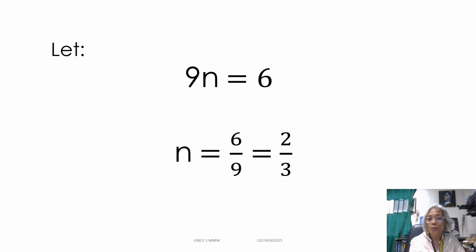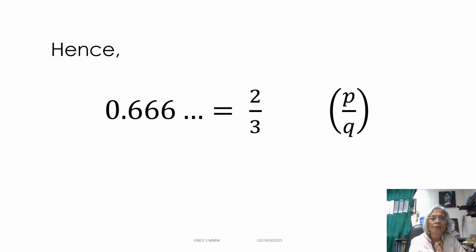So, divisible by 3 sila pareho. And therefore, we were able to prove once again that 0.666 is in fact equal to 2/3, and 2/3 clearly is a rational number of the form P upon Q.